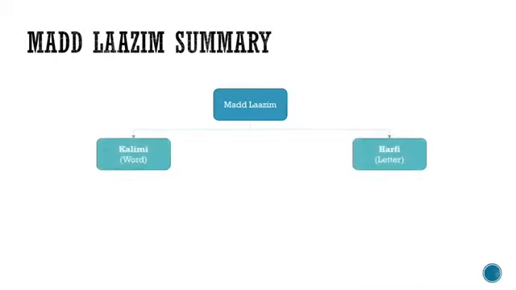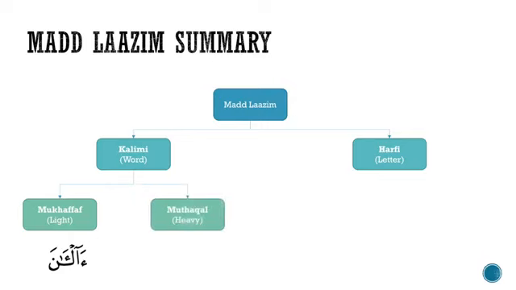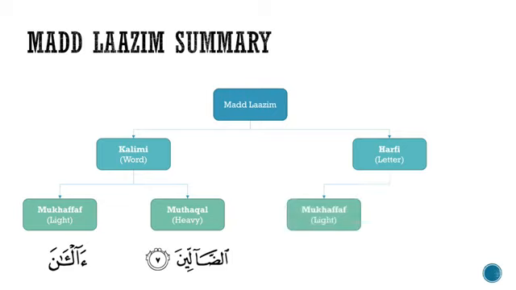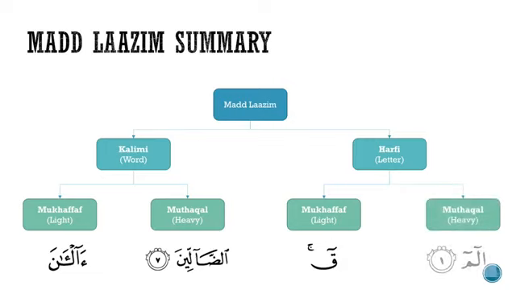Let's summarize Mad Lazim. Mad Lazim is divided into 2, Kalimi and Harfi. The Kalimi is divided into Mukhaffaf, for example, Al-Ana, which comes up twice in the Quran, and Muthaqqal, for example, Ad-Dallin. The Harfi is divided into Mukhaffaf, for example, Qaf, and Muthaqqal, for example, Alif, Lam, Mim.